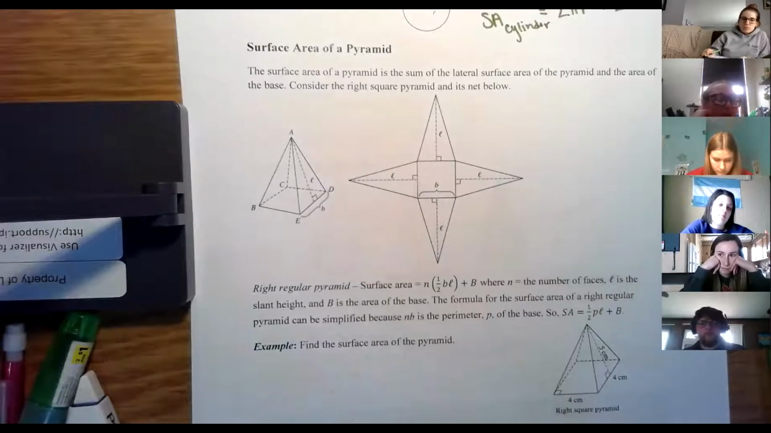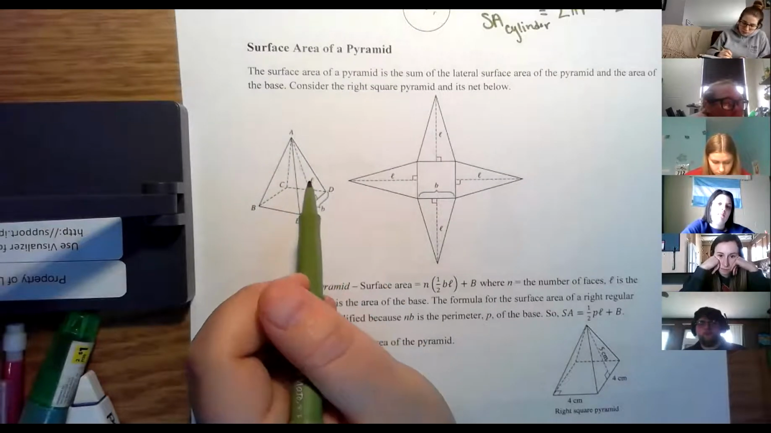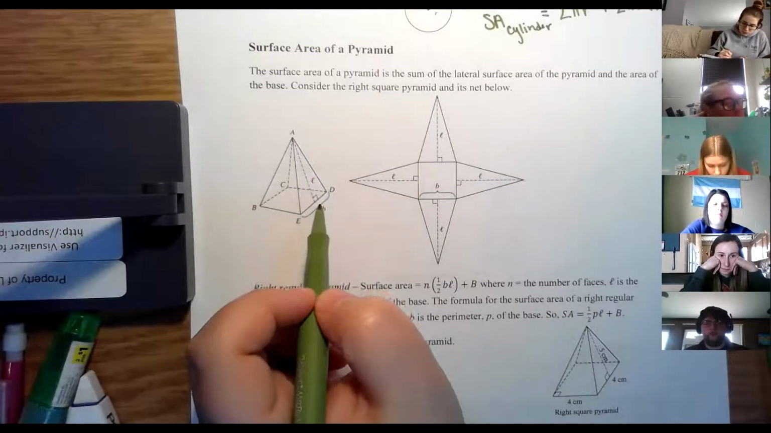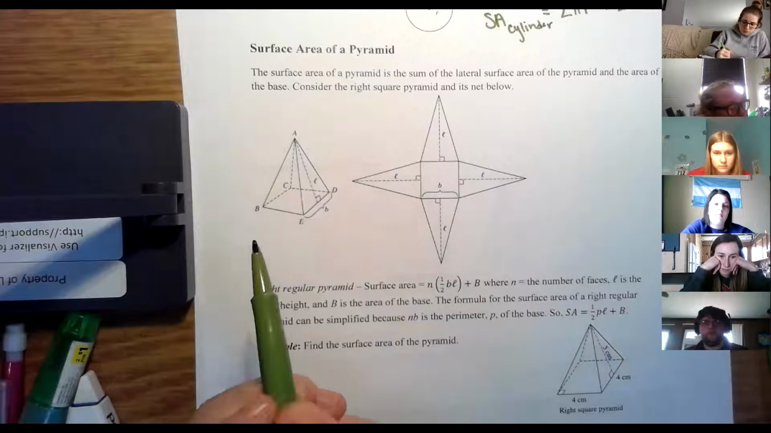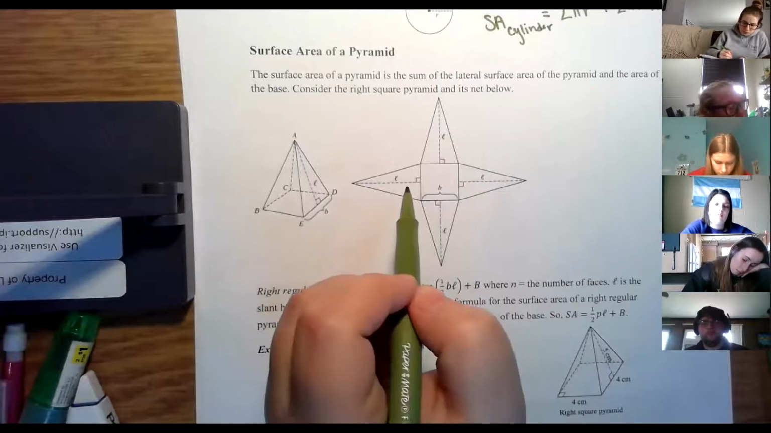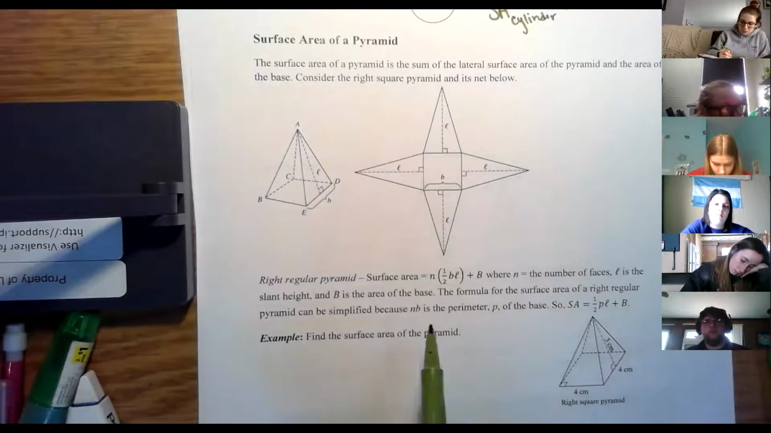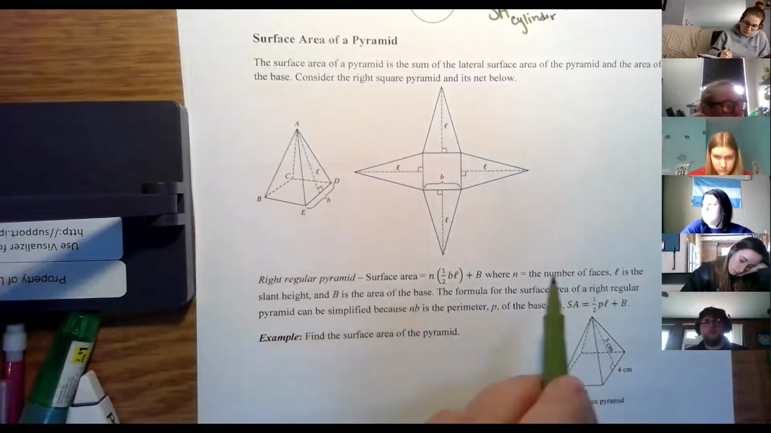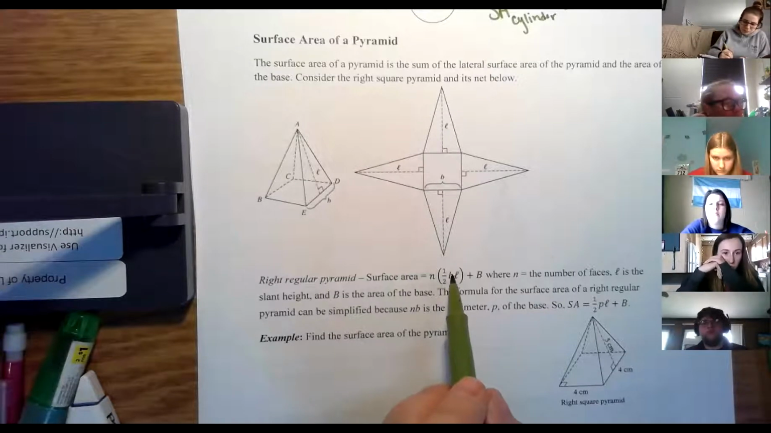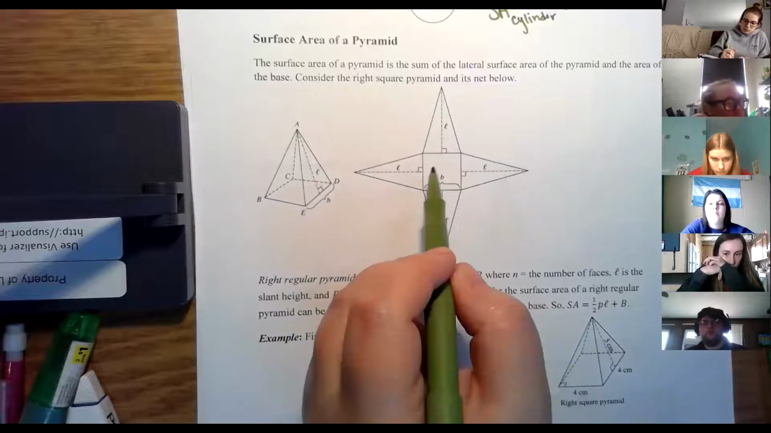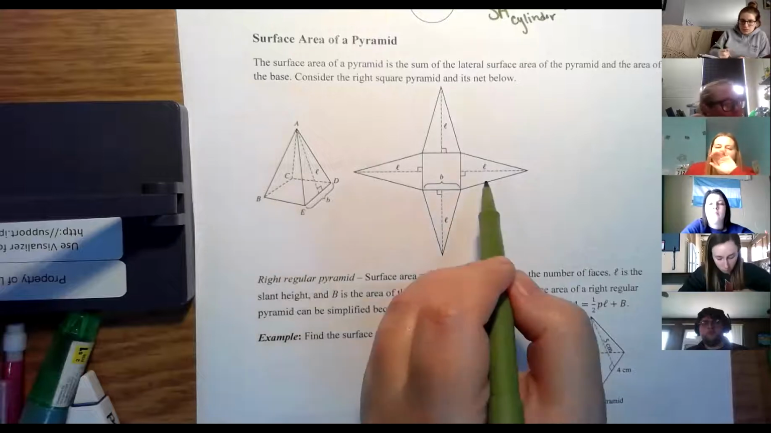Then we have surface area of a pyramid. This one's a little different because we have to consider the faces, and when we find the height of those faces, because they're going to be triangles, we have to use this L, which is called the slant height. And we have the base. Here is a square pyramid, and its net is below. So each face will be 1/2 times the base, the length of b here, times L, the slant height.